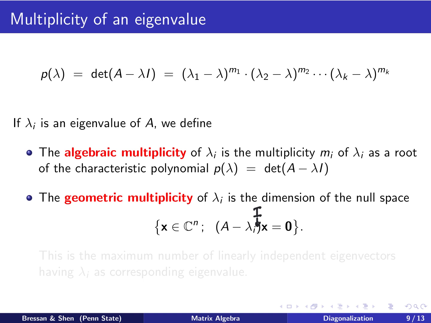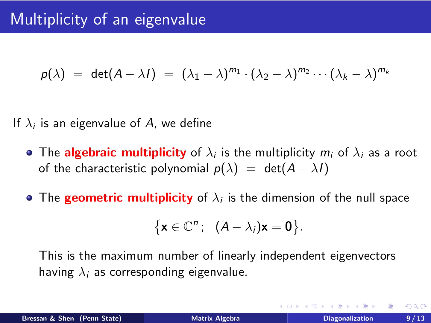So the dimension of the null space of this matrix here, A minus lambda I (identity), is called the geometric multiplicity of that eigenvalue. So what does this number mean, this dimension here? Well, it tells you the maximum number of linearly independent eigenvectors having lambda i as the corresponding eigenvalue.